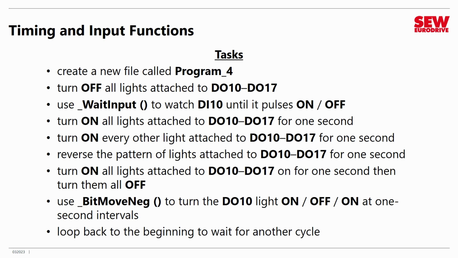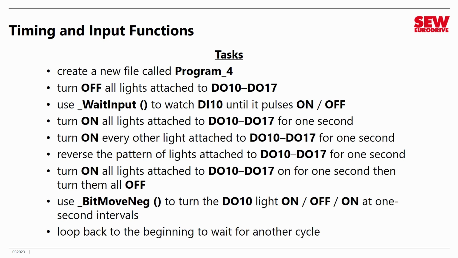And then finally, I'm telling you here specifically to use a function. The other ones you can use whatever technique you prefer, but for this one I want you to use bit move negative to turn the DO10 light on, then off, then on at one second intervals. So it's going to blink on, off, on at second intervals. And then let the code loop back to the beginning where it turns off all the lights and starts waiting again. So it'll be waiting, and then if you flip DI10 again, it'll go through another cycle. Okay, hope that made sense.